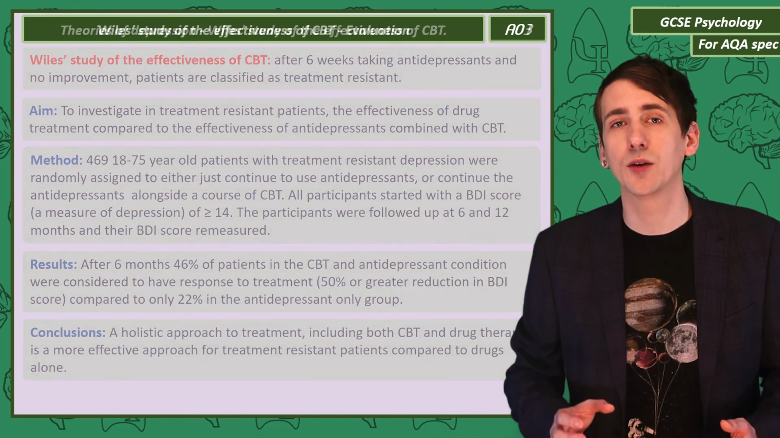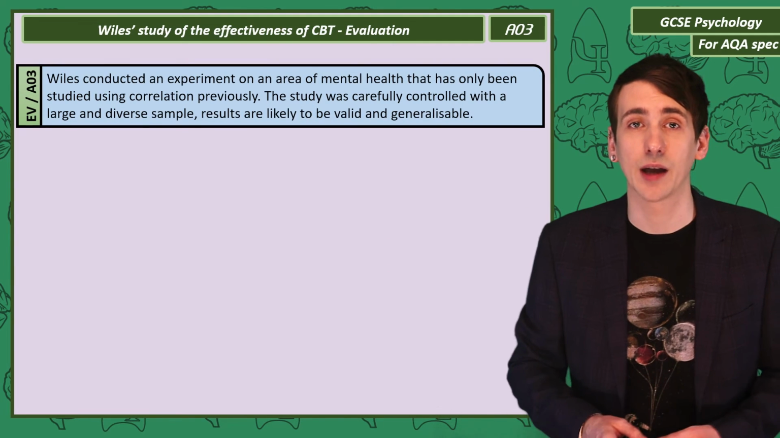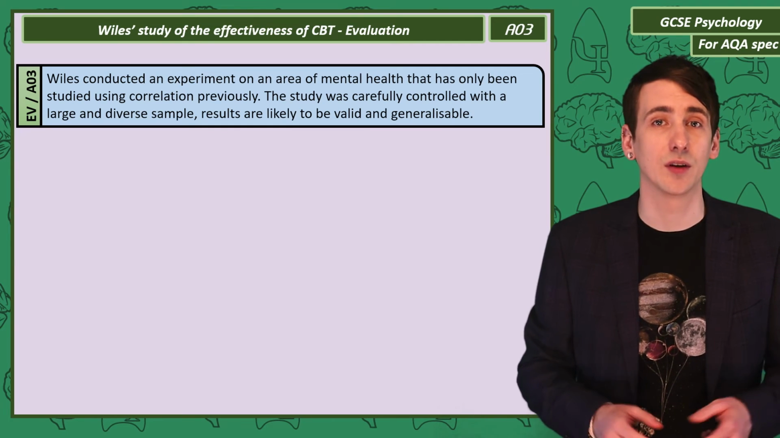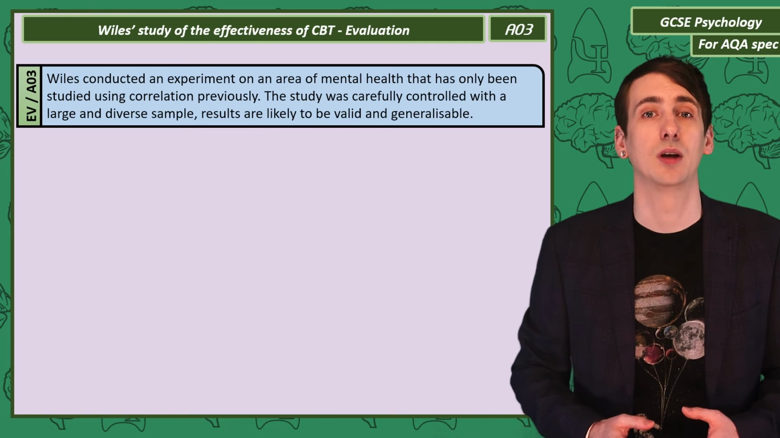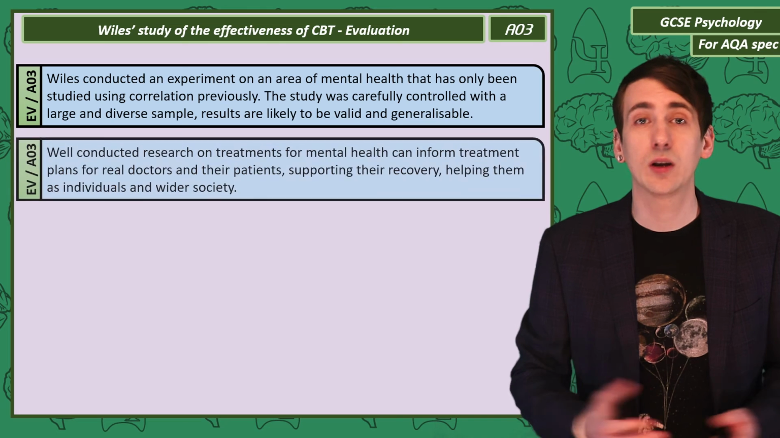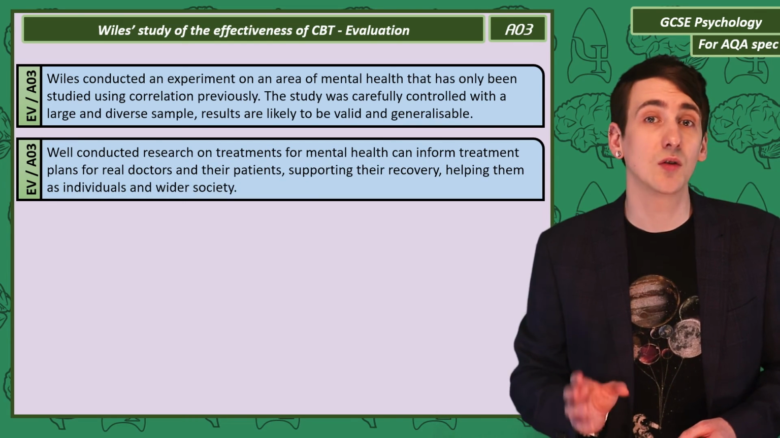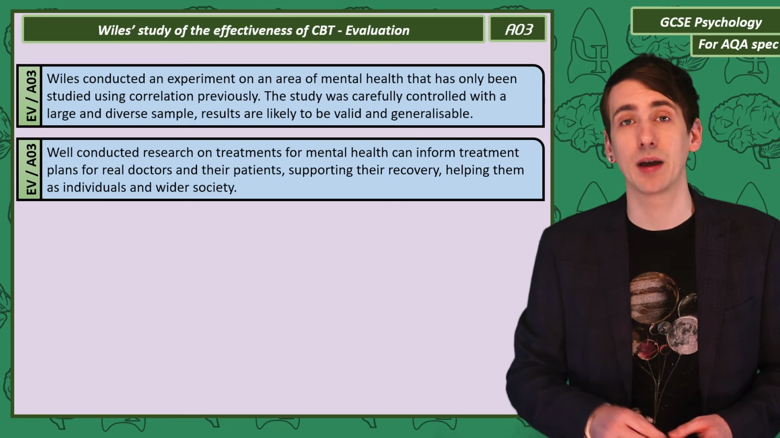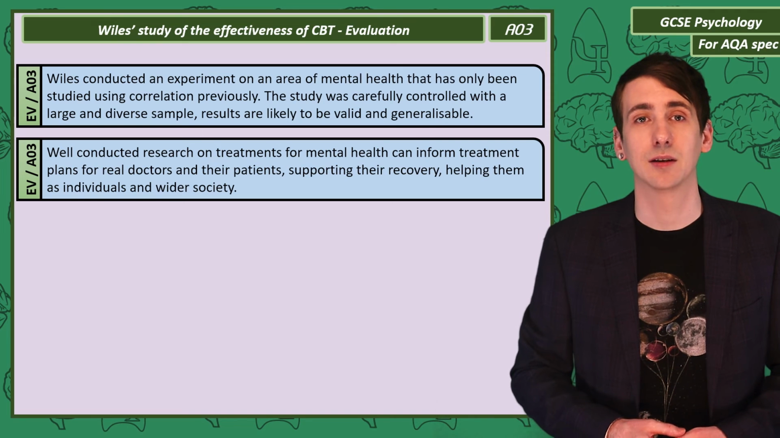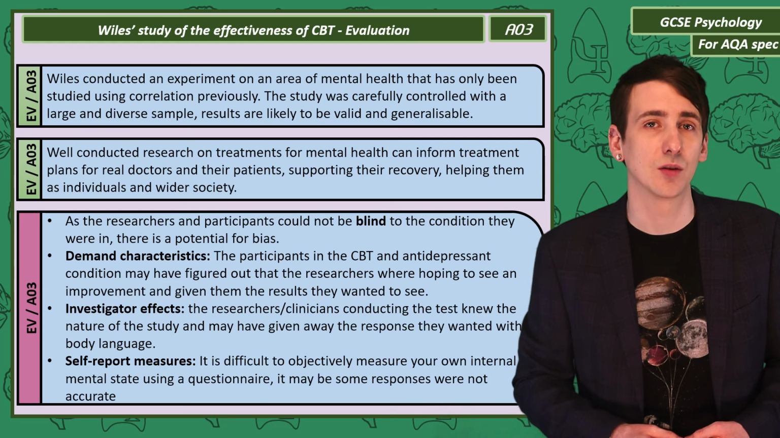In positively evaluating Wiles' work, we would say that the study was experimental in nature, demonstrating cause and effect. Much of the previous work was correlational. Wiles carefully controlled the study with a large and diverse sample, meaning the results are highly likely to be valid and generalizable. We can also see this research has real positive implications for people's mental health. Doctors can use this data to help create treatment plans for their patients, helping both the sufferers of mental health but also wider society. However, we can criticize the methodology of Wiles' study in some ways.